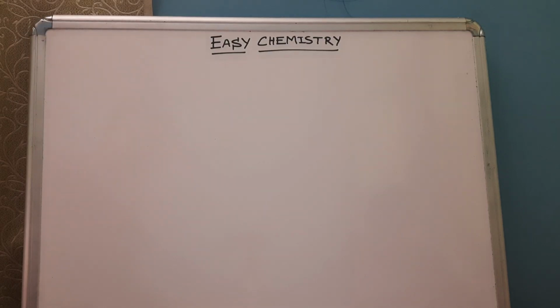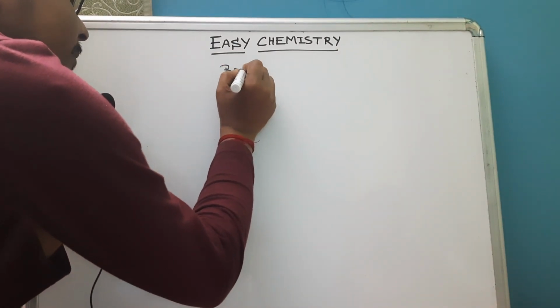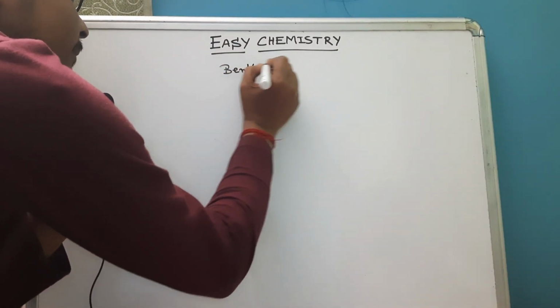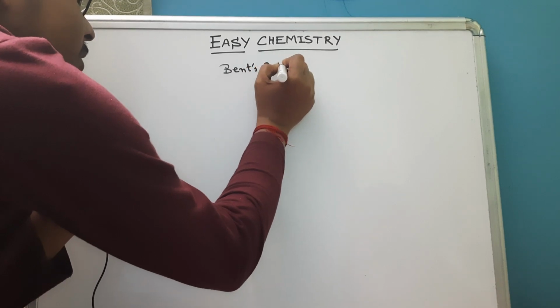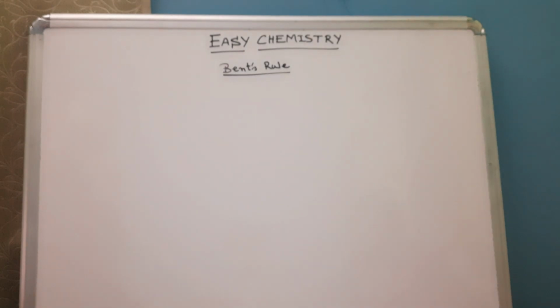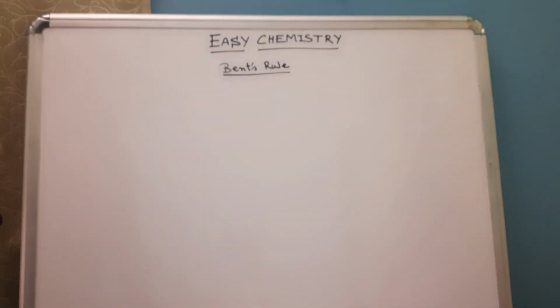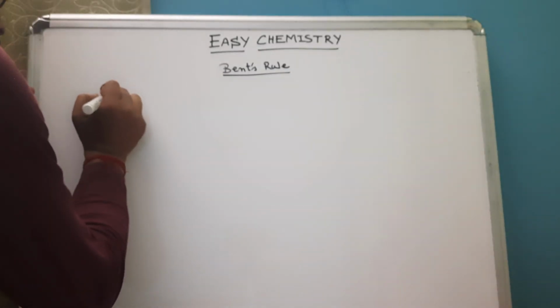So, my dear students, today our class is based on Bent's rule. In our previous 3 or 4 classes, we have already discussed some rules of basic hybridization. So, this is Bent's rule. I am first writing the two main clauses of Bent's rule.